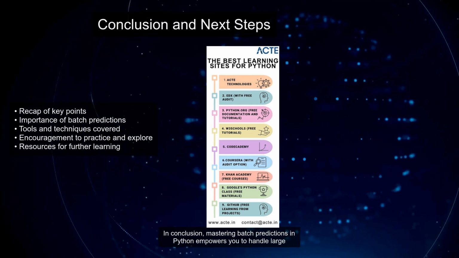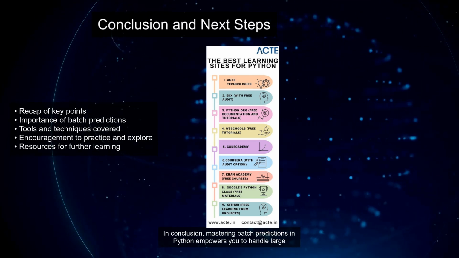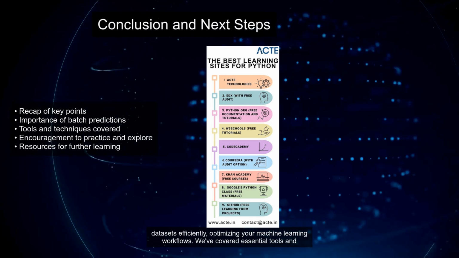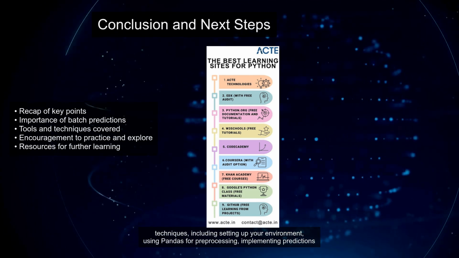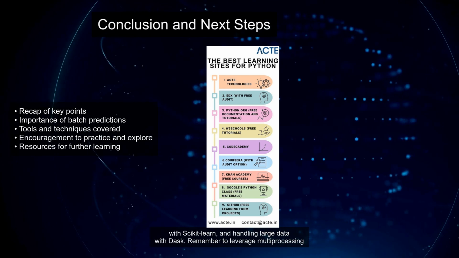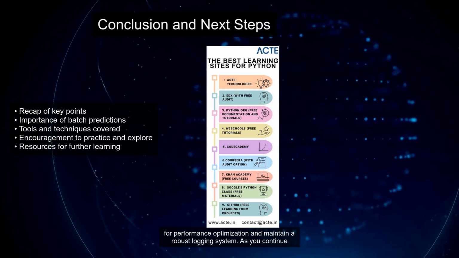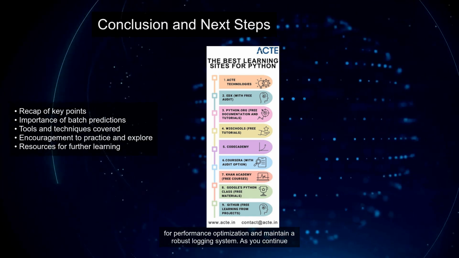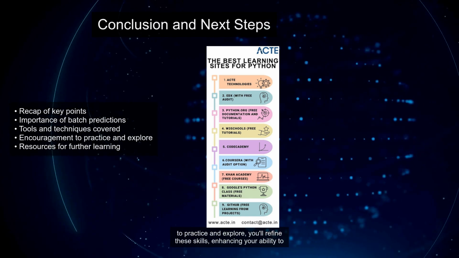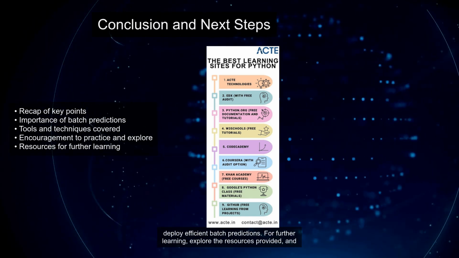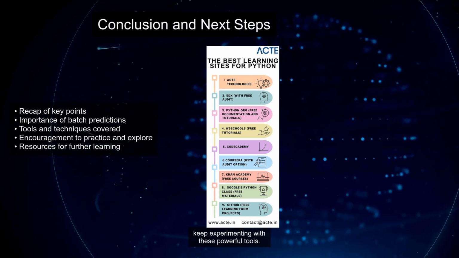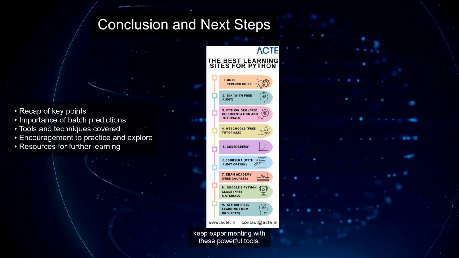In conclusion, mastering batch predictions in Python empowers you to handle large datasets efficiently, optimizing your machine learning workflows. We've covered essential tools and techniques, including setting up your environment, using Pandas for preprocessing, implementing predictions with Scikit-learn, and handling large data with Dask. Remember to leverage multiprocessing for performance optimization and maintain a robust logging system. As you continue to practice and explore, you'll refine these skills, enhancing your ability to deploy efficient batch predictions. For further learning, explore the resources provided, and keep experimenting with these powerful tools.